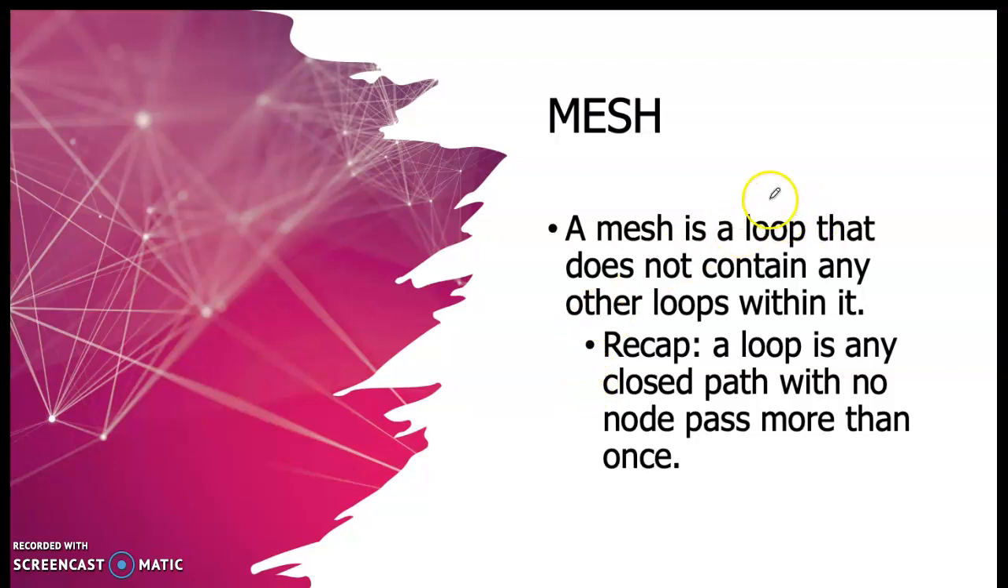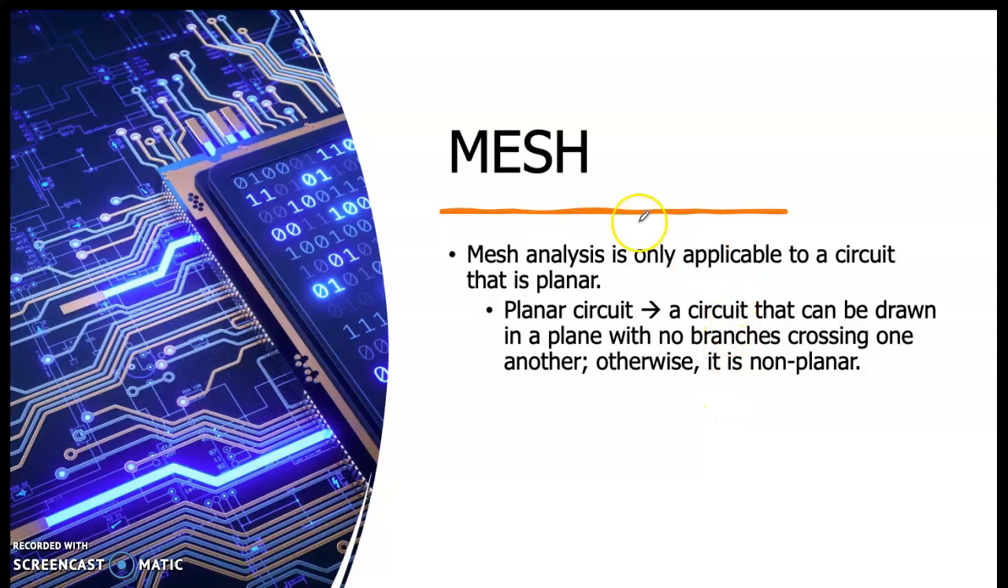So what is actually a mesh? A mesh is a loop. When we talk about mesh, you always remember KVL. It is a loop that does not contain any other loops inside. So what is a loop? A loop is a closed path. Mesh analysis can only be applied to planar circuits. Planar means the circuit can be drawn in a plane with no branches crossing each other.